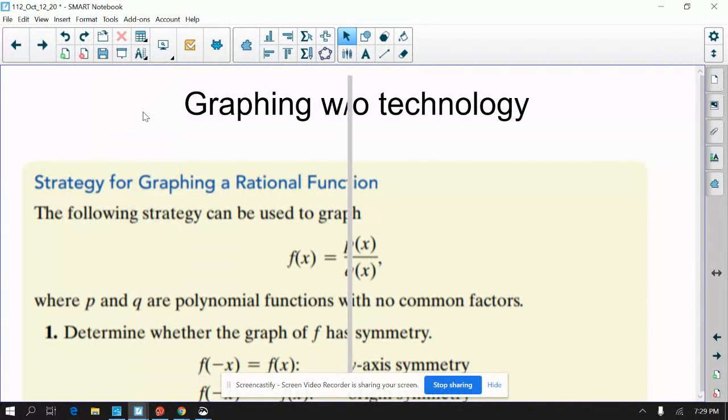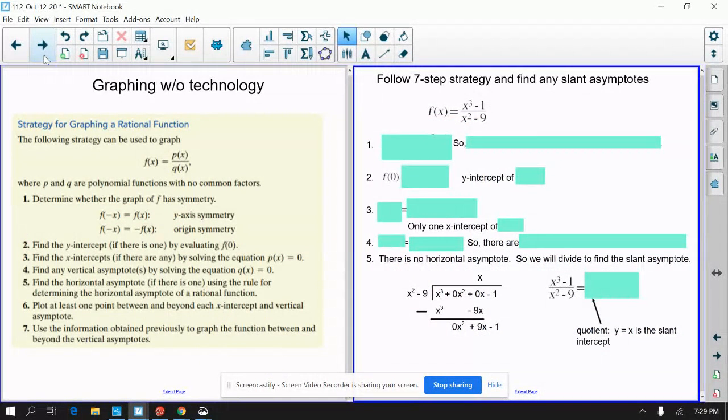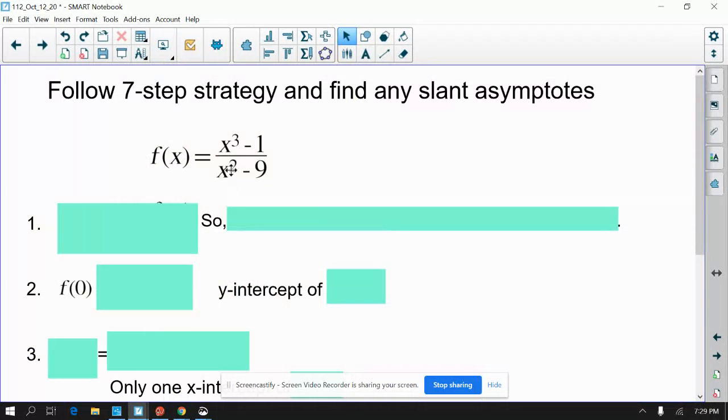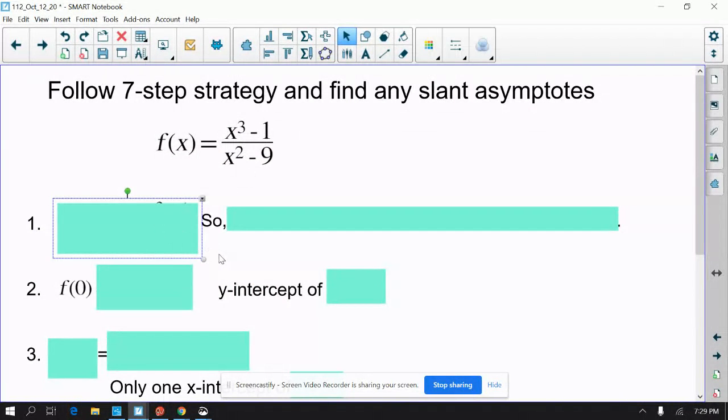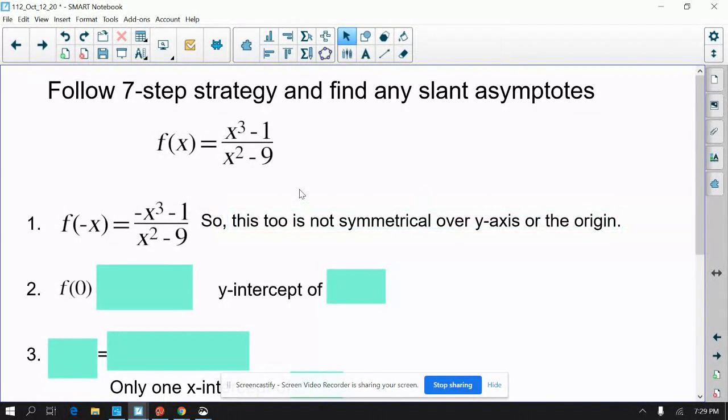Another graph by following these 7 steps, except in step 5, instead of finding a horizontal asymptote, we're going to find the slant asymptote because I think that's the appropriate one for this. So step 1 is figure out if there's any symmetry. I've got this function right here. And if I plug in the opposite of x into the x's, the x squared cancels out the negative, but the x cubed doesn't. And I don't get the opposite of this, and I don't get the same thing. So again, we've got no symmetry.